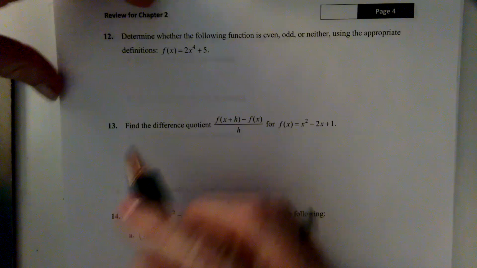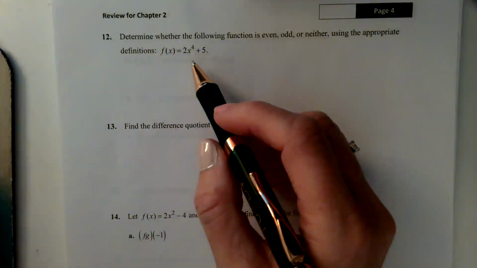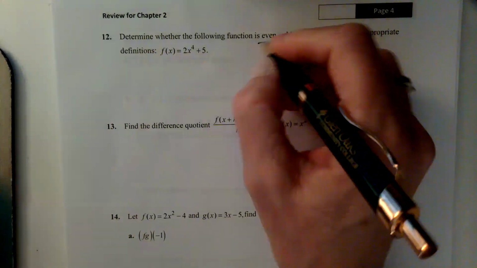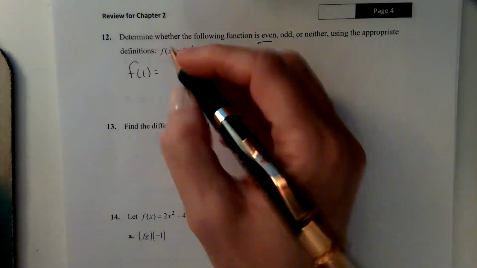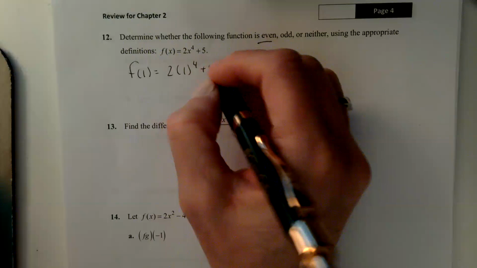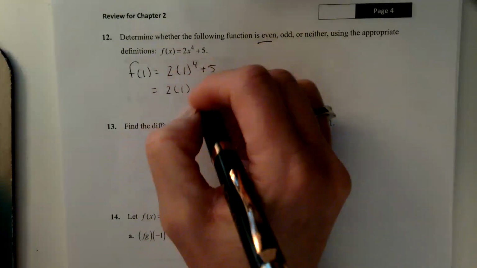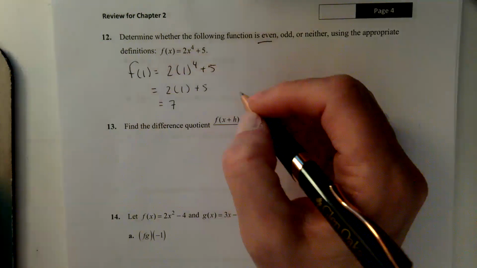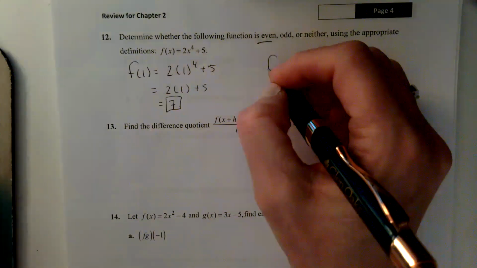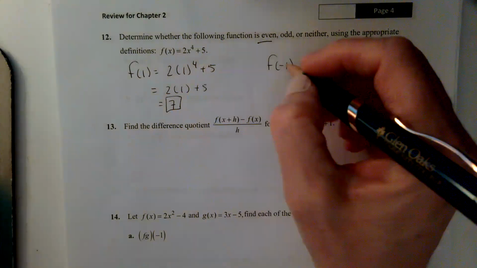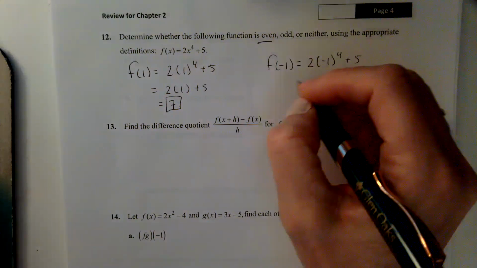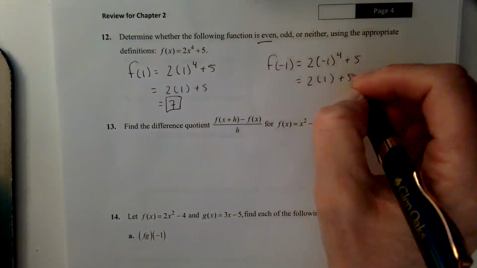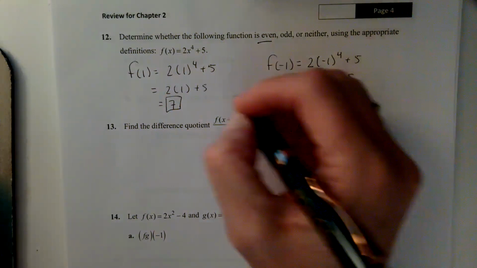So question 12 says, determine whether the following function is even, odd, or neither using the appropriate definitions. So I'm going to check to see if it's even first. If it's even, if I put 1 in, I get 7. Now, if it's even, that means if I put the opposite of 1 in, I should also get 7. And I do. So it's even.